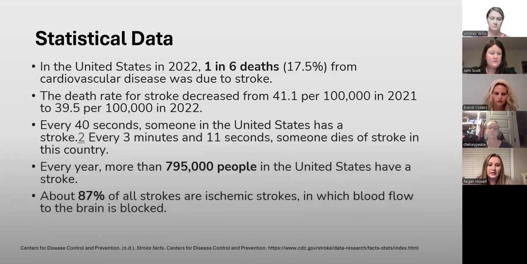And here we have some data on stroke. So in the US in 2022, 1 in 6 deaths from cardiovascular disease was due to a stroke. The death rate for strokes has decreased from 41.4 per 100,000 down to 39.5. Every 40 seconds, someone in the US has a stroke, and every 3 minutes and 11 seconds, someone dies of a stroke. Every year, almost 800,000 people in the US have a stroke, and about 87% of all strokes are ischemic strokes, in which the blood flow to the brain is blocked.